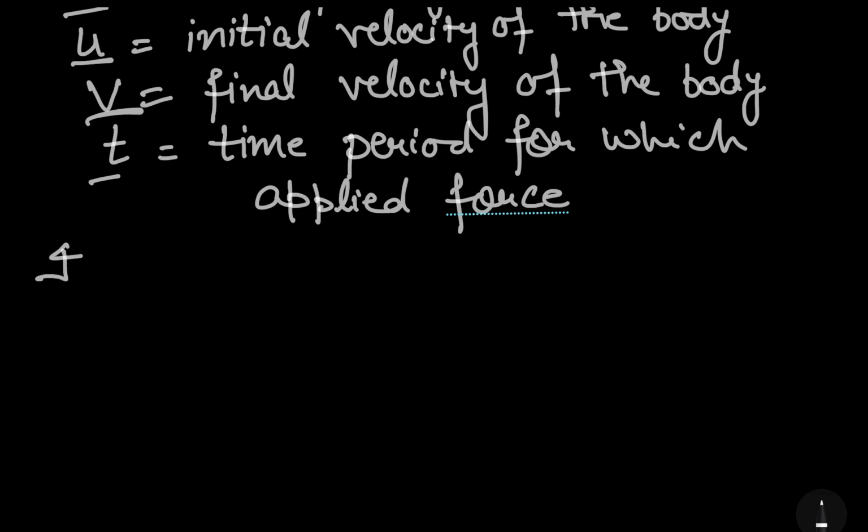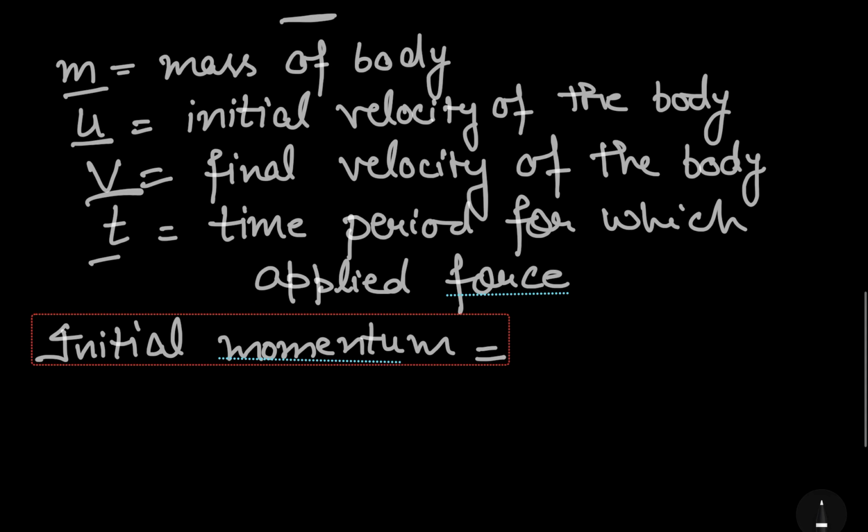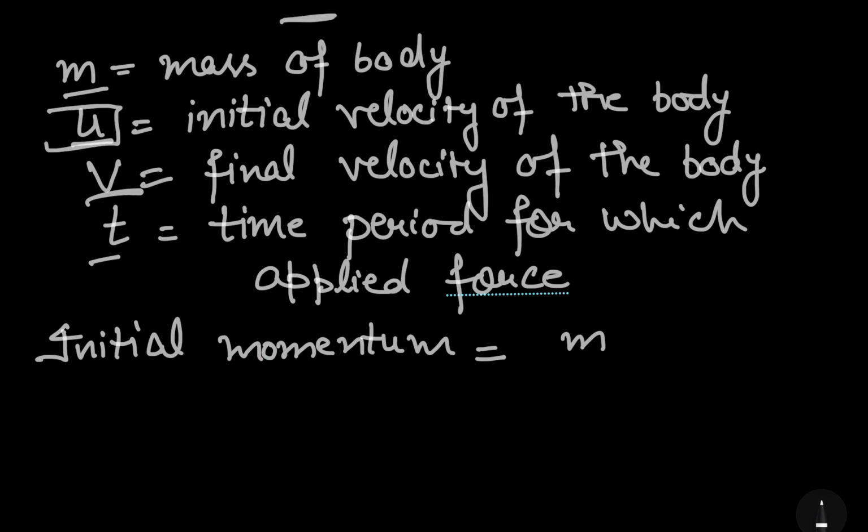Initial momentum, very easy. Momentum is nothing but a product of mass and velocity. So what is my mass here of the body? M. What is my initial velocity, students? Initial velocity is u. So it is mu. What will be my final momentum then?